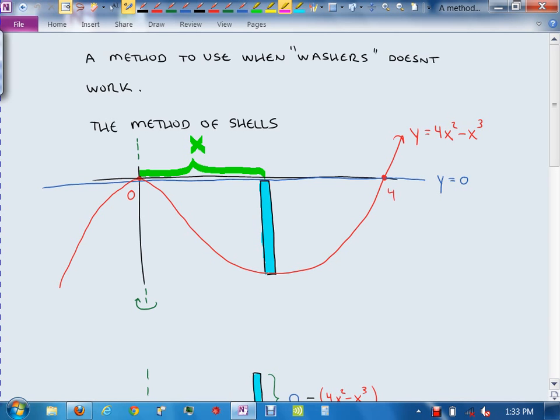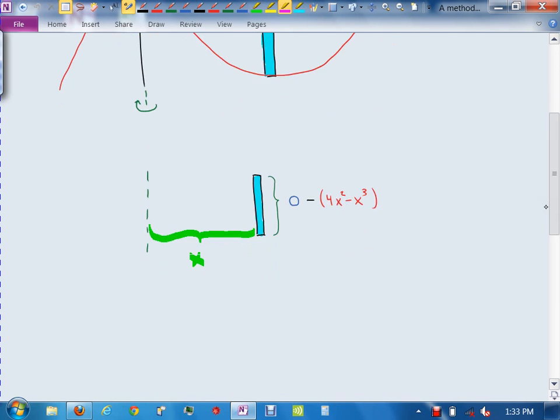And I'm going to take that vertical rectangle and wrap that around the y-axis. Now the advantage to this is if we take a vertical rectangle, don't we know the top and bottom? It's not the same function. But what does it look like when you wrap that around the y-axis? Because it doesn't look like a washer. I don't know what we want to call it.